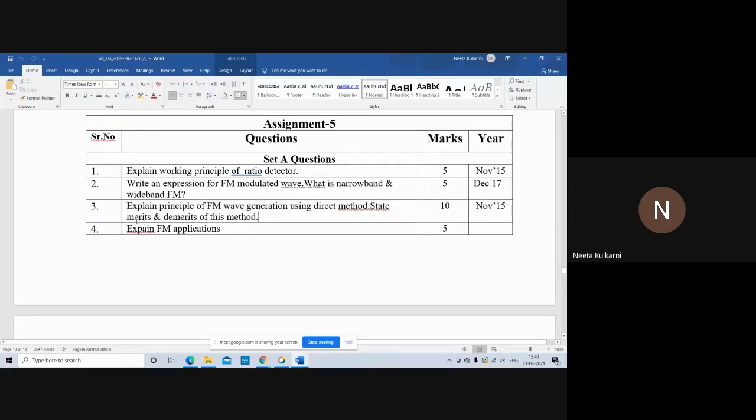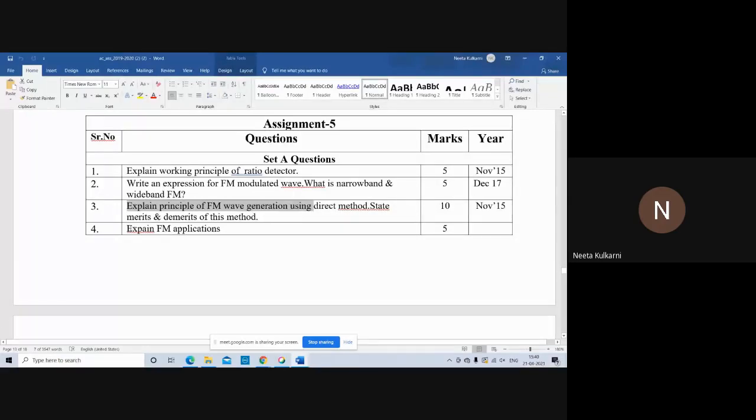So you are not supposed to explain here merits and demerits. Only just write the FM generation method by using the direct method. The reactance modulator is there. That diagram you can draw and you can write down the answer for this.